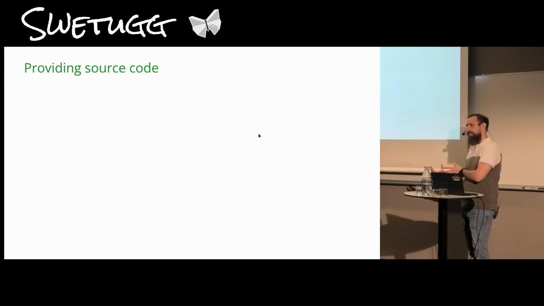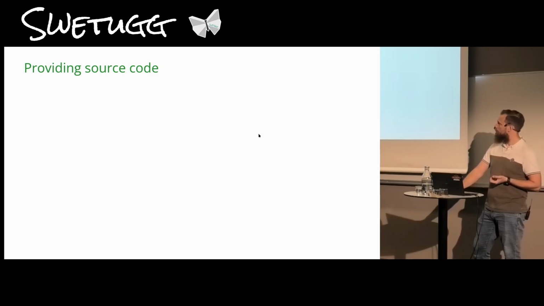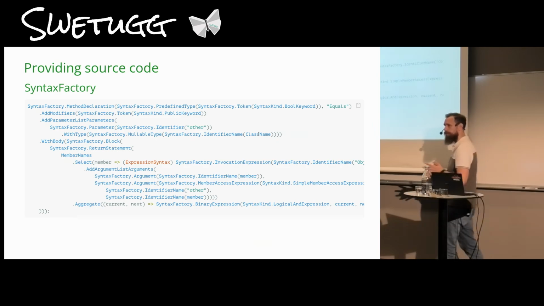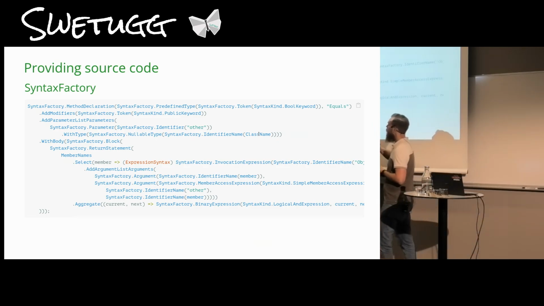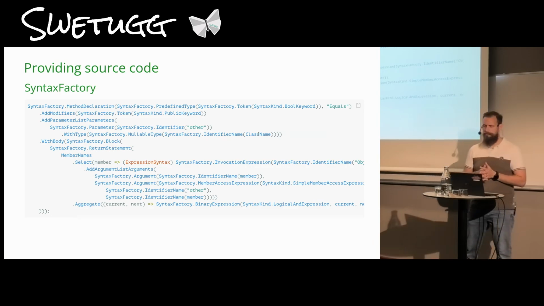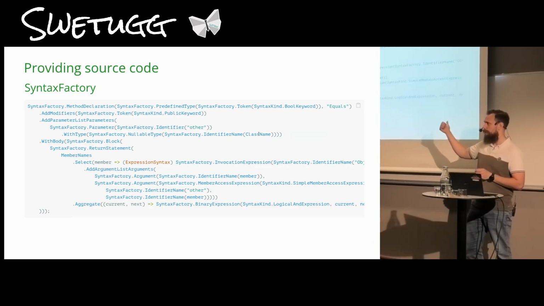When we provide the implementation, we need to provide source code somehow. And this source code is dynamic. It needs to be generated by us. So there's a few ways of providing source code. One of them is this, which is the syntax factory way, where you essentially use syntax factory to create every syntactic element you can have in C# code. So this is an equals method, by the way, if you haven't figured that out.